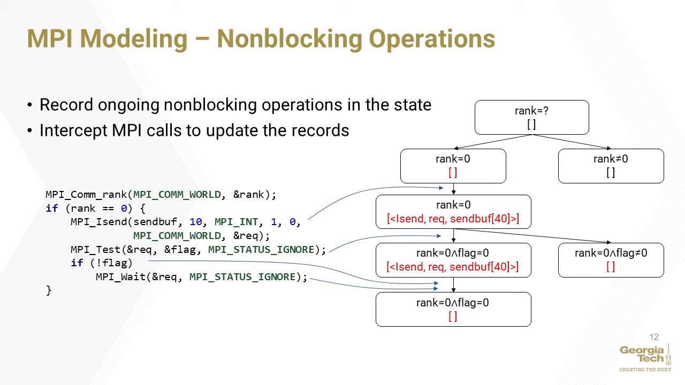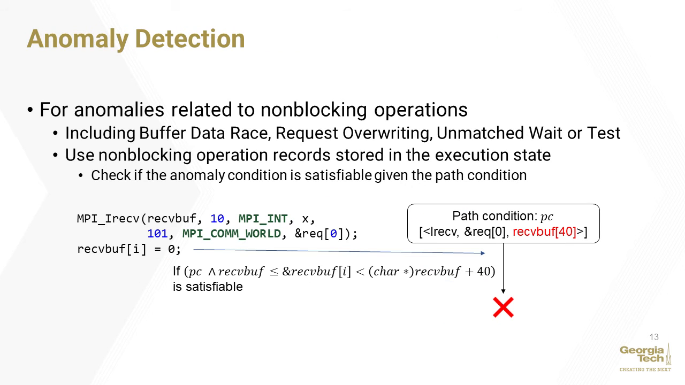In one state, the flag is set to true and the record is removed. In the other state, the flag is false and we keep the record. Only the second state can enter the if body, where an MPI wait is called to wait until the non-blocking operation is completed. We then remove the record from the state after this call returns. Now we can detect the anomalies.